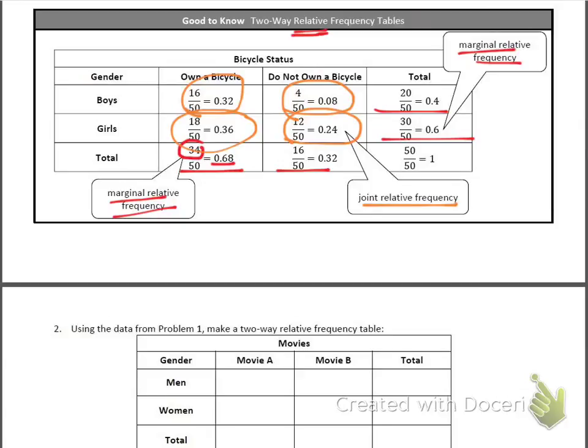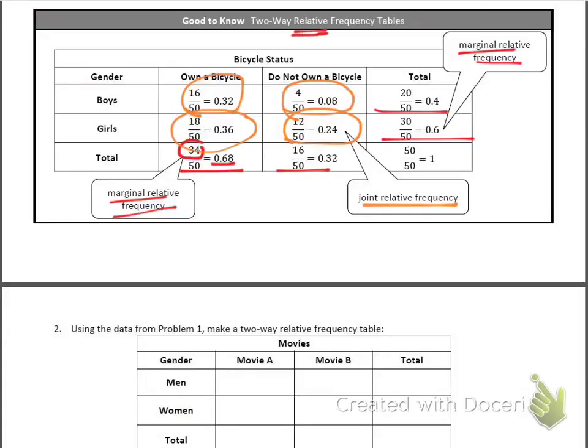So what percentage of boys do not own a bicycle? 8%. So 8% of the people we surveyed are boys that do not own a bicycle. Make sense? But you'll leave it as a decimal. I won't even ask you to put it into a percentage.